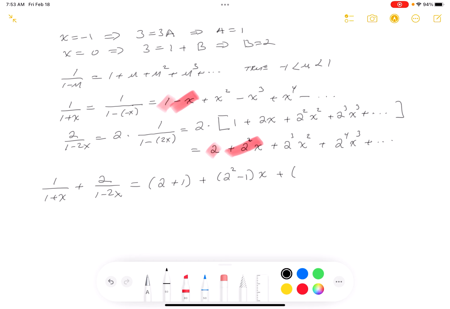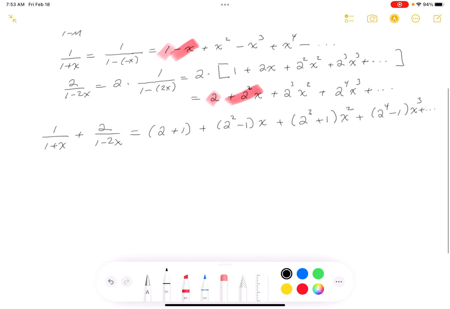Plus. Well, then you're going to get 2 cubed. Let's see, plus 1 x squared. Then you're going to see 2 to the 4 minus 1 x cubed. And then I'm going to say yada, yada, yada. All right? I'm going to write the sum down first.